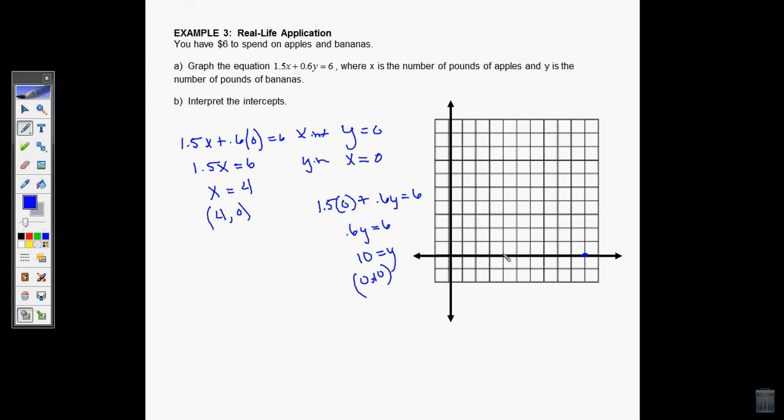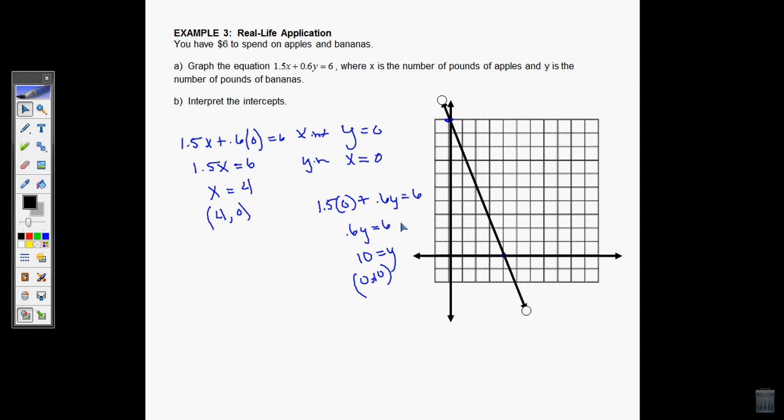1, 2, 3, 4. I plotted the first one wrong. 0, 1, 2, 3, 4, 5, 6, 7, 8, 9, 10. Oh crap. 1, 2, 3, 4, 5, 6, 7, 8, 9. Ooh, just barely. So this first one that I made was wrong. Now that I have my 2 points, I can connect my 2 points. I'm gonna have to fix that a little bit, but that's okay. Beautiful. Now, I have it graphed.